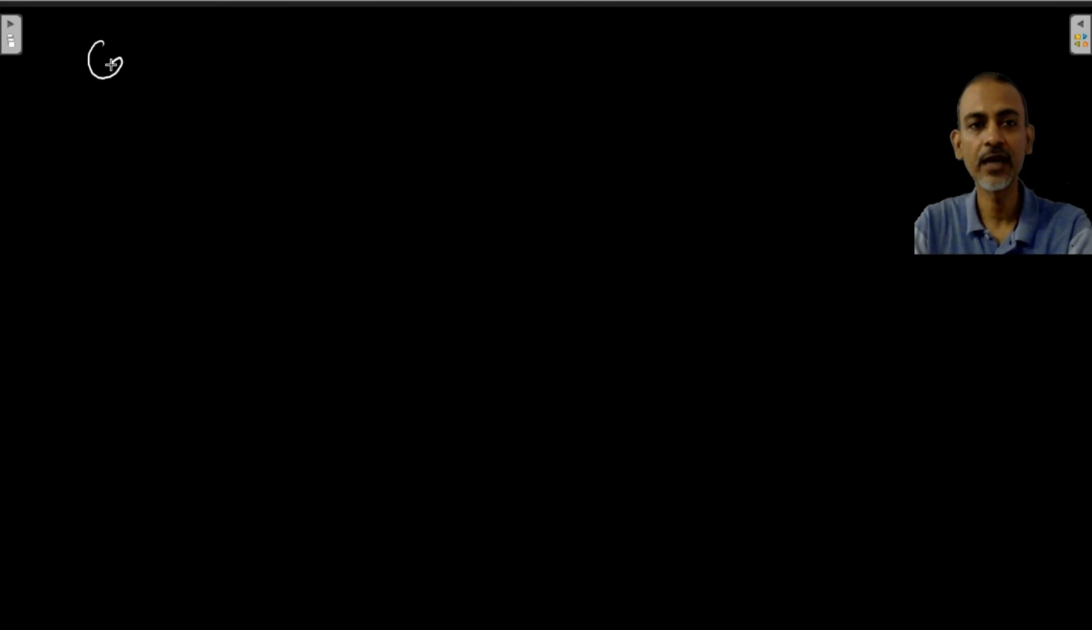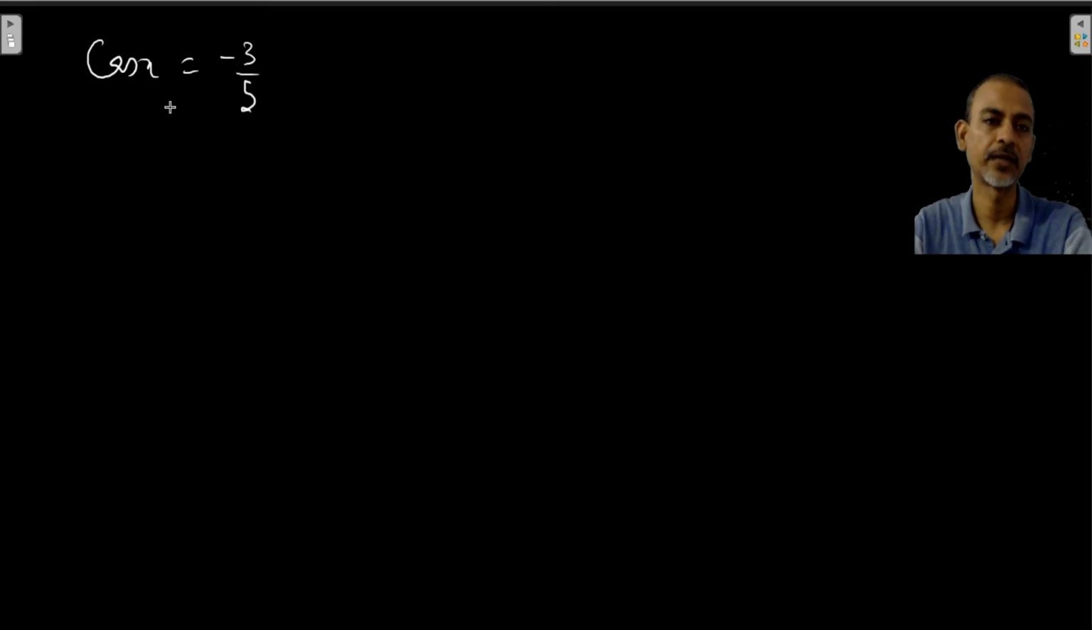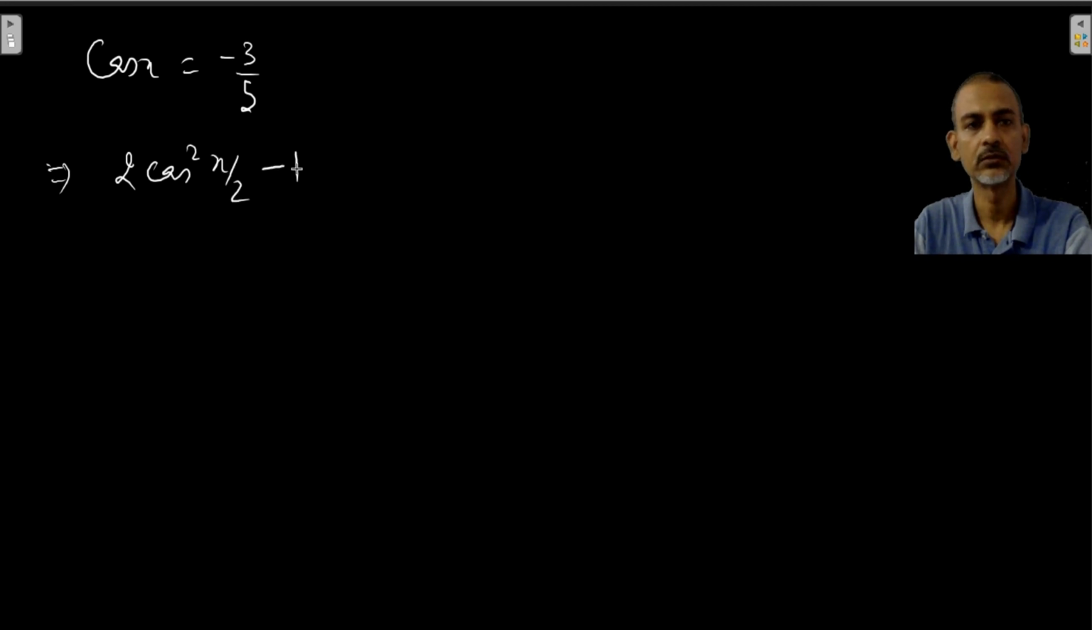So we had also calculated cos x as minus 3 by 5. I could have even made use of tan x by 2 as well over here, but I'm just doing it this way. I'll do it in another way as well. Now cos x is equal to this. So can I write cos x as 2 cos square x by 2 minus 1, right? Because this is the formula directly.